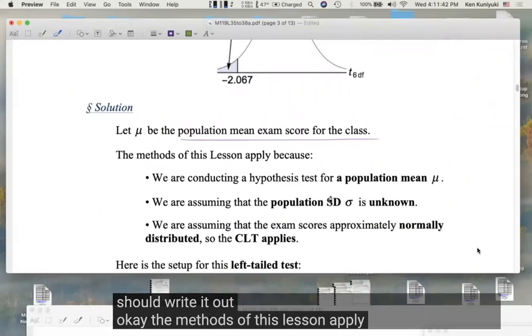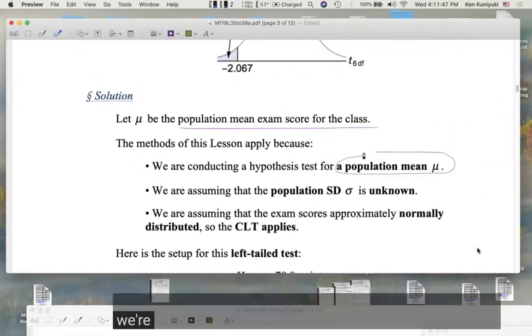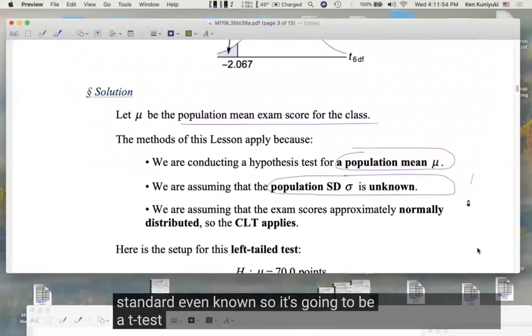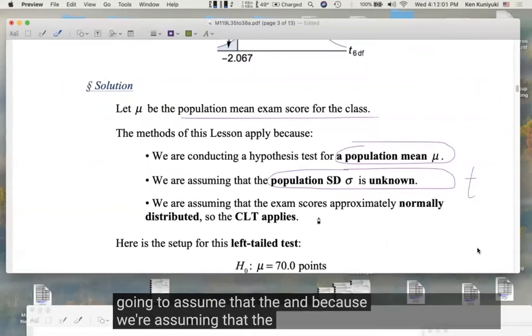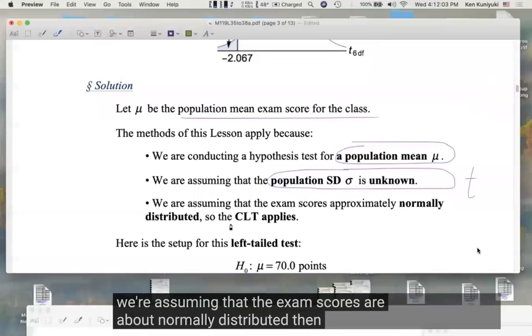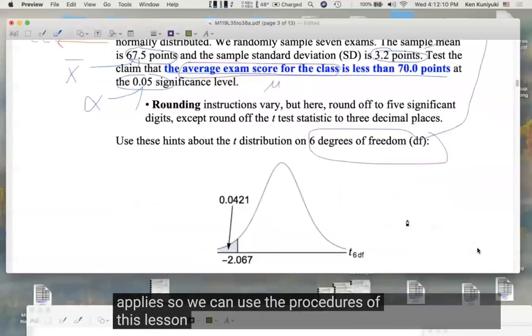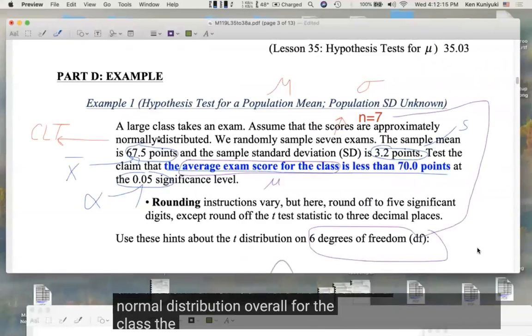Okay, the methods of this lesson apply because we're doing a test for mu. We're assuming sigma, the population standard dev, is unknown. So it's going to be a t-test, not a z-test. And because we're assuming that the exam scores are about normally distributed, the CLT applies. So we can use the procedures of this lesson. Remember, here we assumed the normal distribution overall for the class, the 1,000 students.